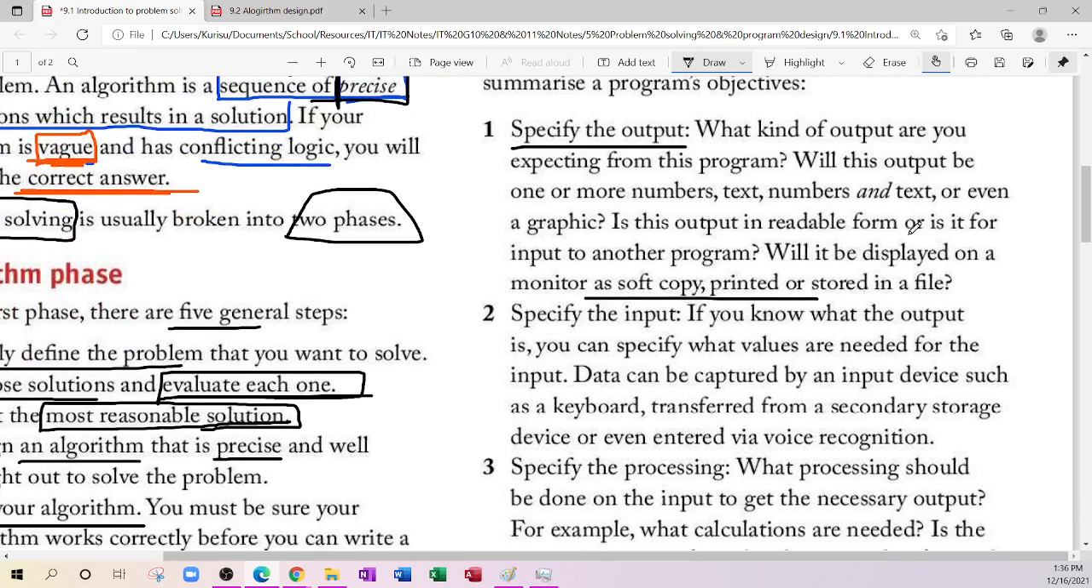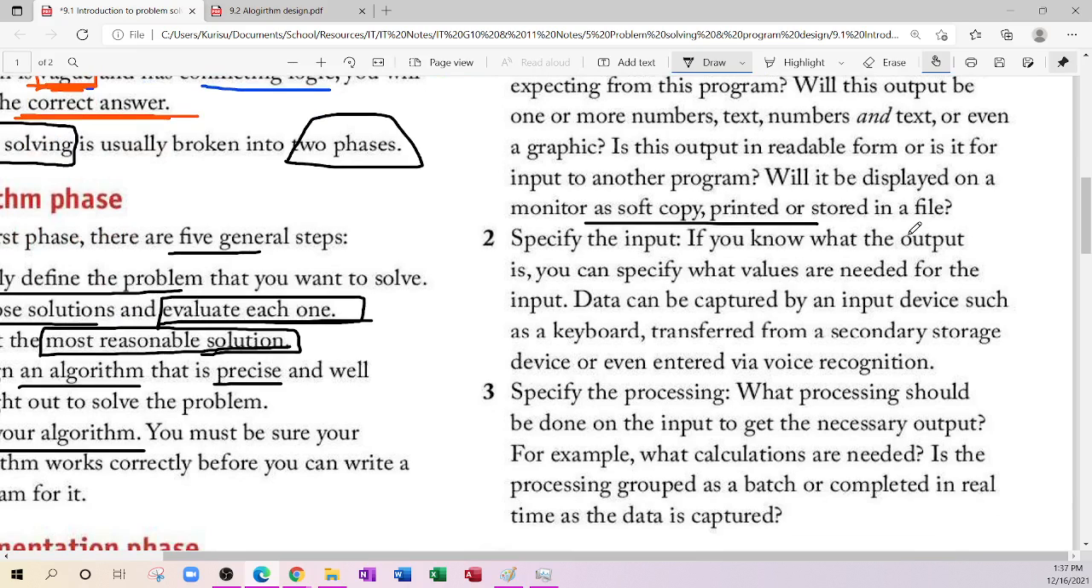Sir, go on. Yeah. 2. Specify the input. If you know what the output is, you can specify what values are needed for the input. Data can be captured by an input device such as a keyboard, transferred from a secondary storage device, or even entered via voice recognition.